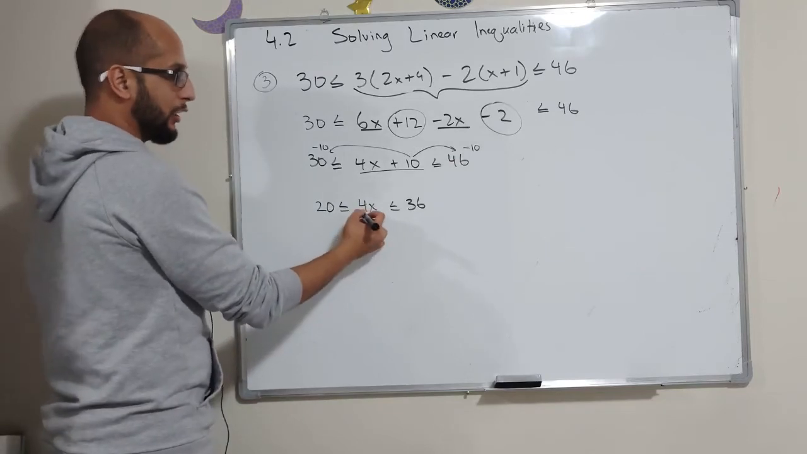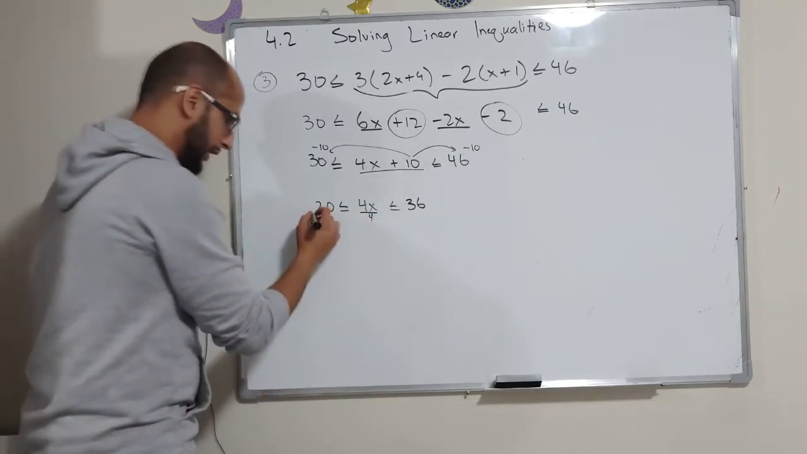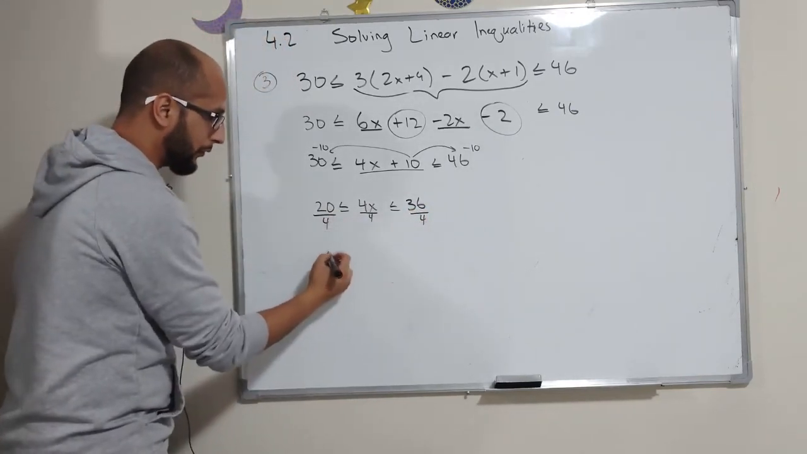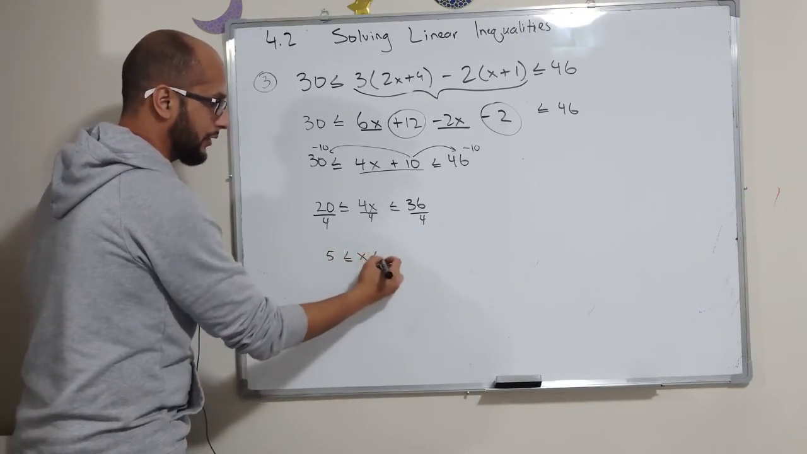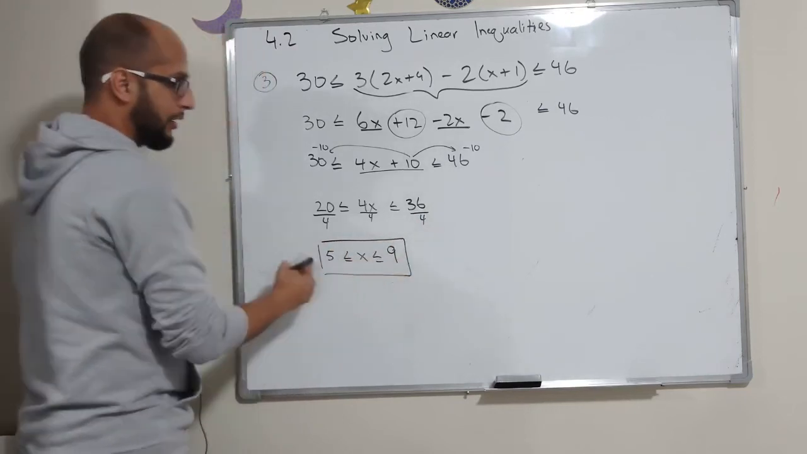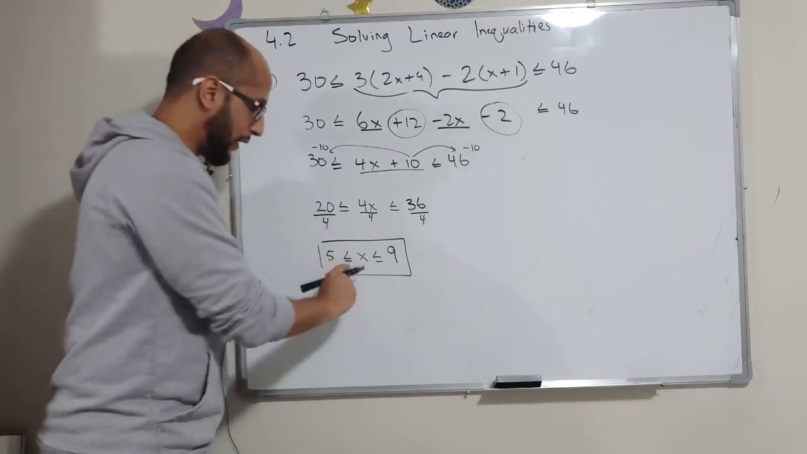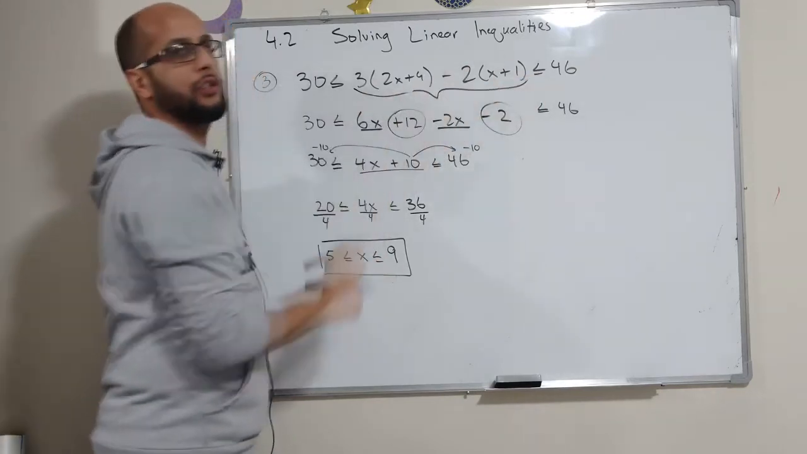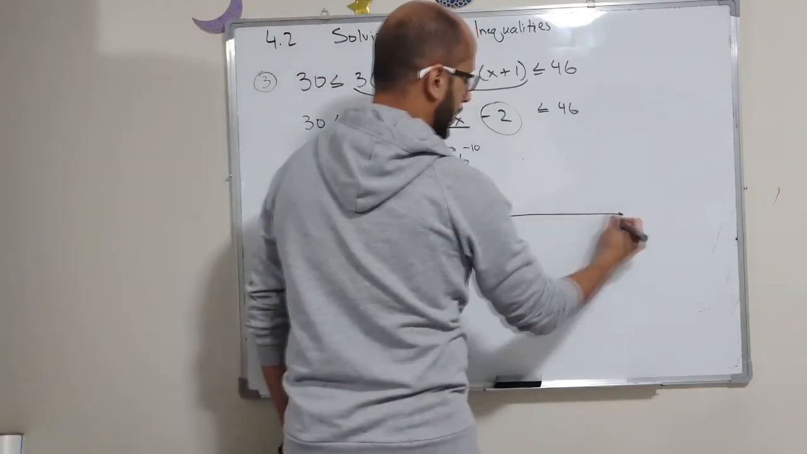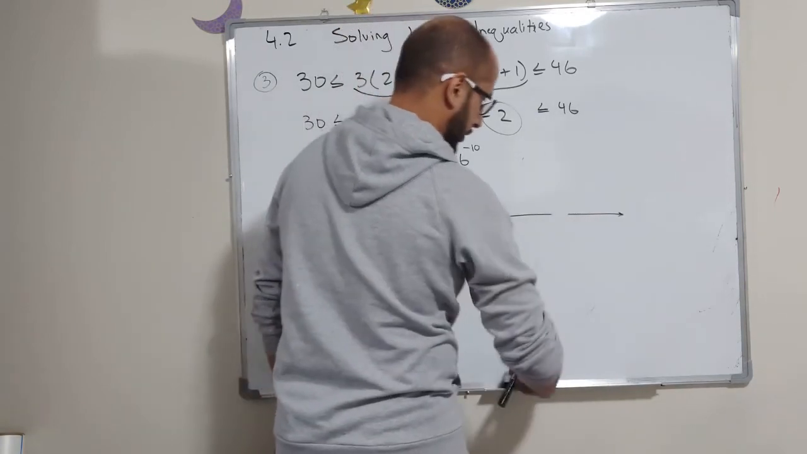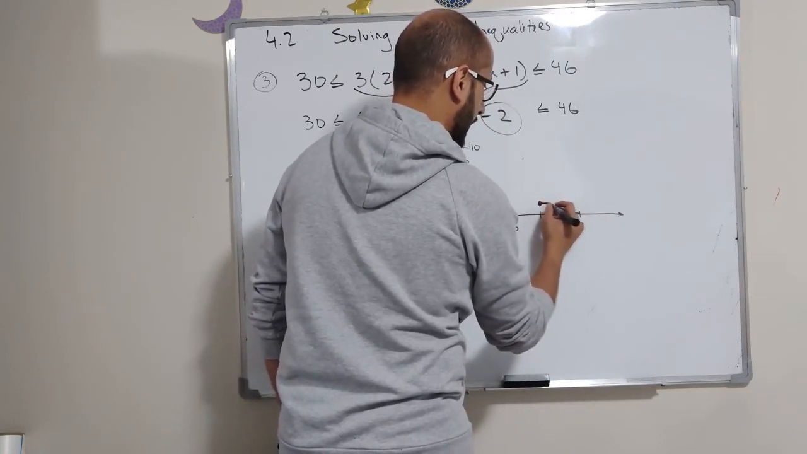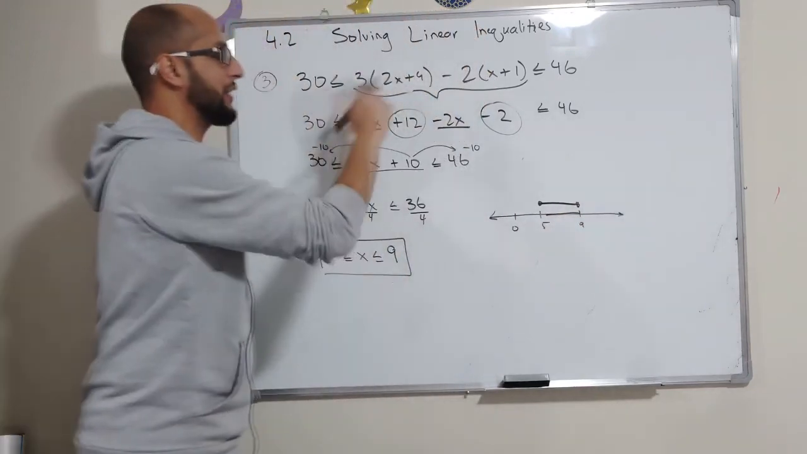Next, I have 4x. In order to get rid of the 4, I need to divide by 4. Then I have to divide by 4 on all parts of the inequality. So 20 divided by 4 will be 5, less than or equal to x, less than or equal to 36 divided by 4, which is 9. And this would be the answer. Any x value that is between 5 and 9 will satisfy our initial inequality. If you want to see that visually, I need more space, 0, that's 5, that's 9. Any value between 5 and 9 would satisfy our inequality.